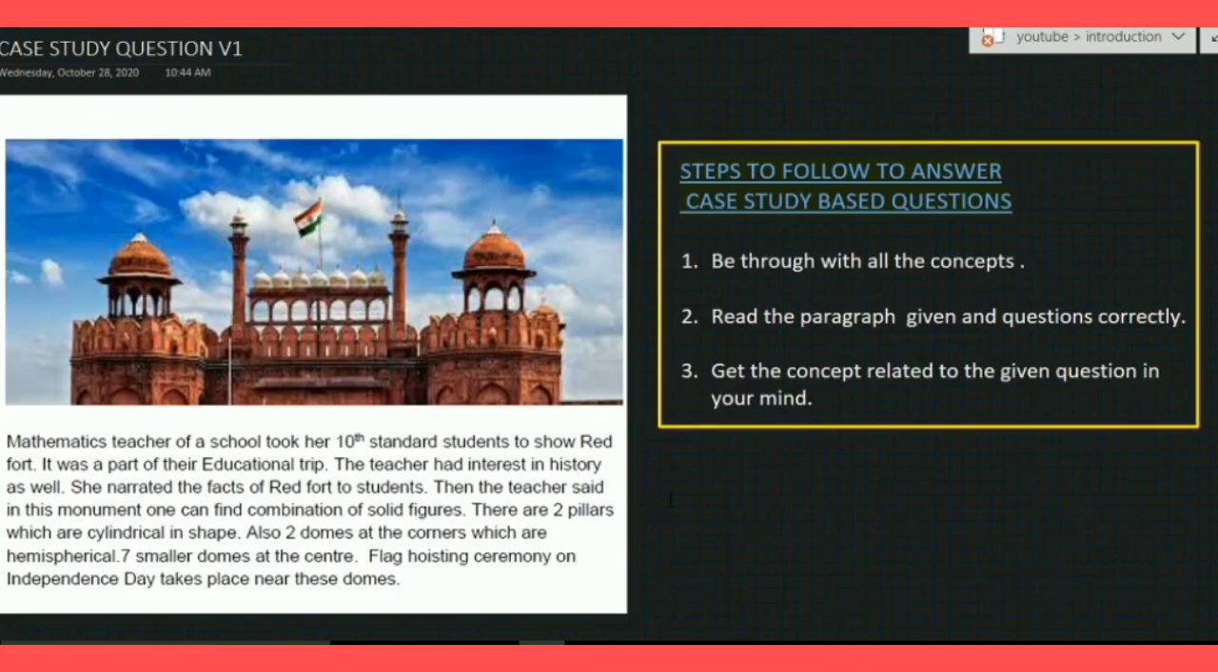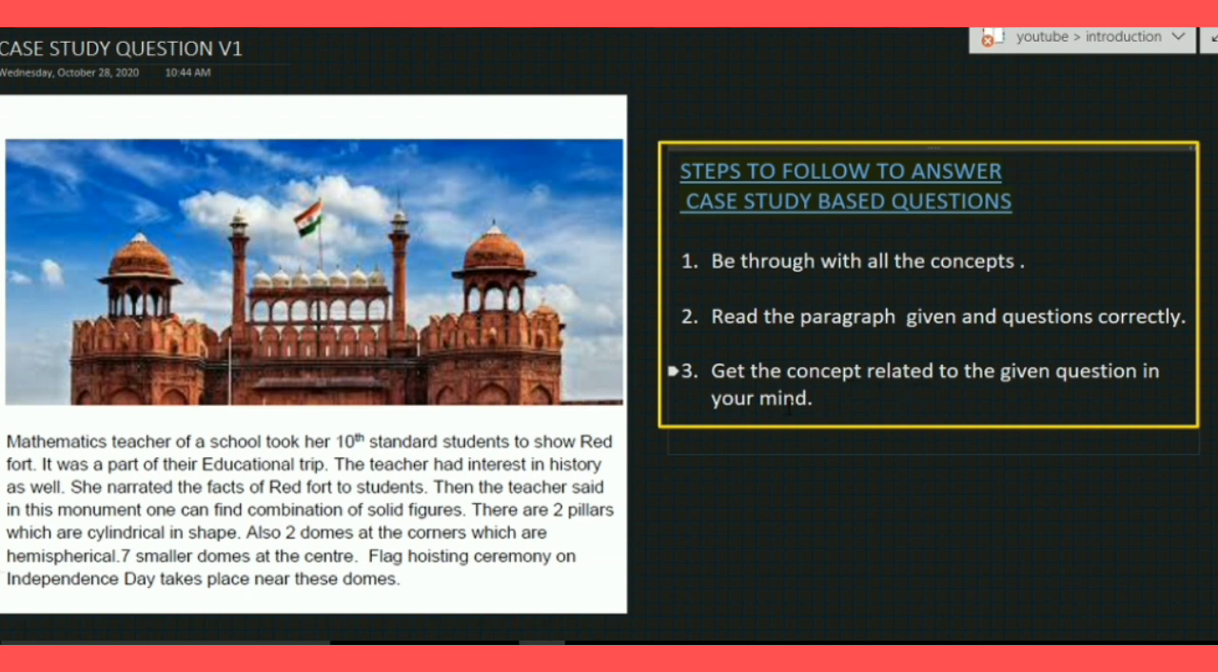As I promised, now I'm before you with case study question number 1. Before answering case study questions, we need to follow some steps. The first step is to be thorough with all the concepts learned. Not only in 10th standard, you may get questions from basics, from 8th and 9th also. And read the paragraph given and questions correctly. This is very, very important, right? And get the concepts related to the given question in your mind.